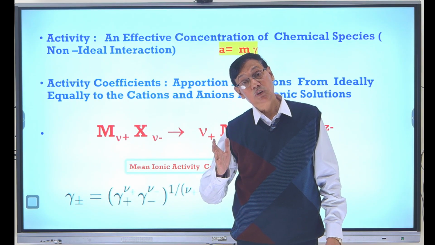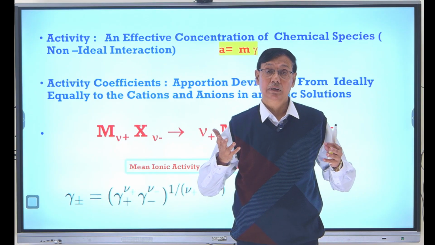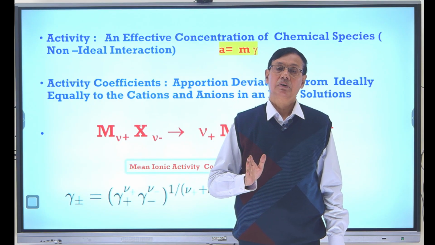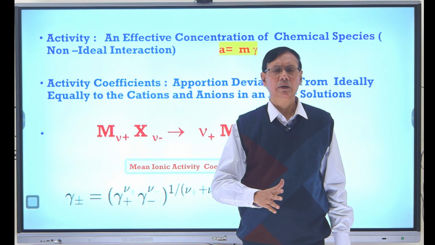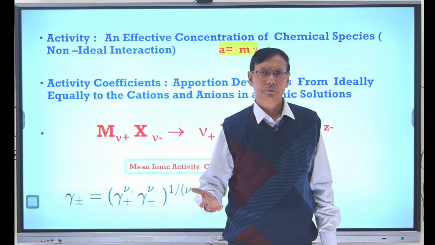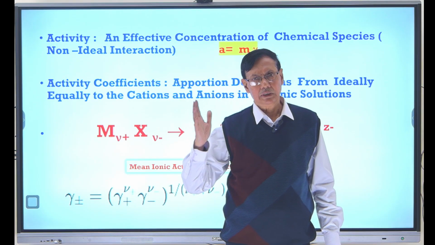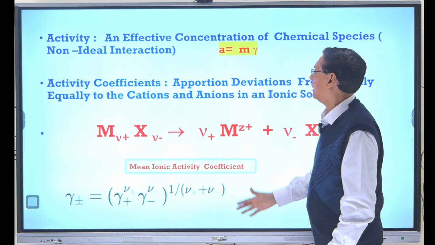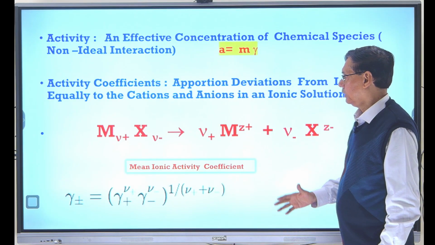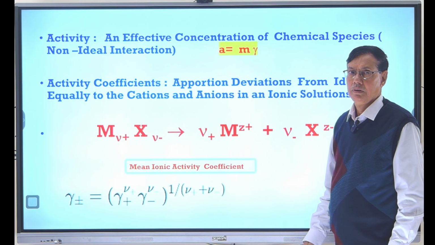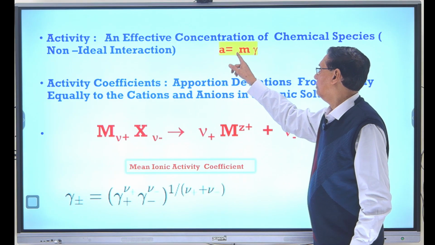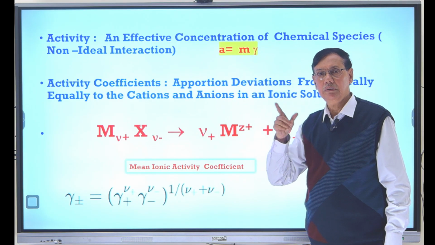But if I take a non-ideal, concentrated solution, then there is a deviation. Generally if a solution is very dilute, then the activity coefficient is equal to 1. But as we concentrate the solution, you will see that there is a deviation, and that is called the apportioning of deviation from the ideal equally to the cations and anions. And basically I can write that activity is equal to molality times the activity coefficient gamma.